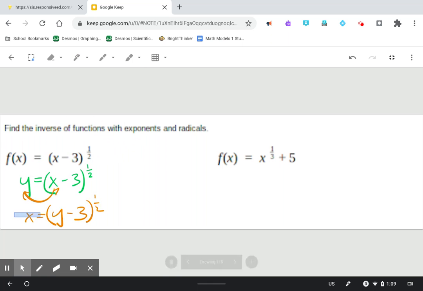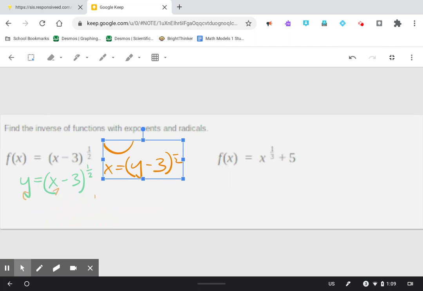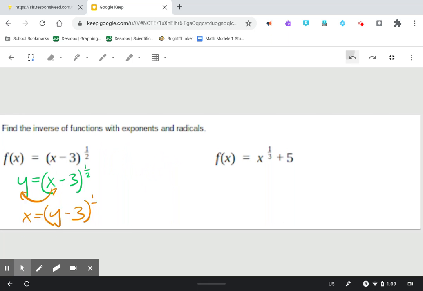I'm actually going to move that so I have room to work. Move this up here. Sorry about that. In fact, let me just rewrite this again. All right. I end up with x equals y minus 3 to the 1/2.